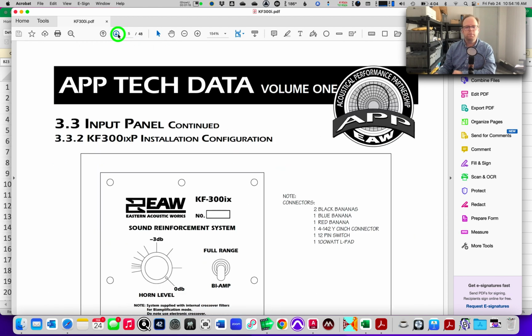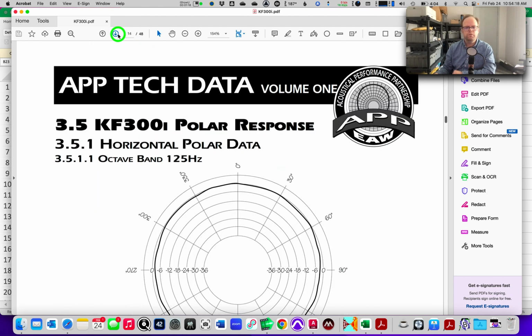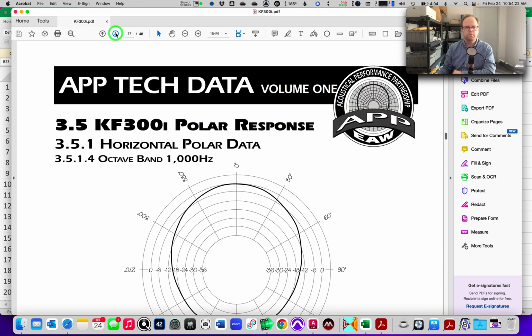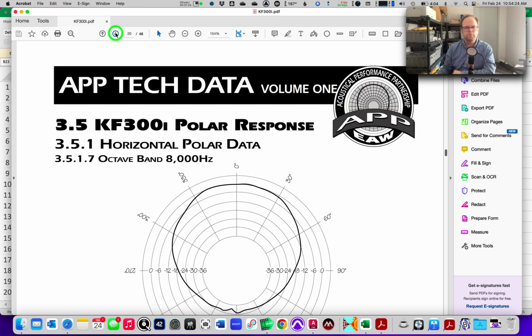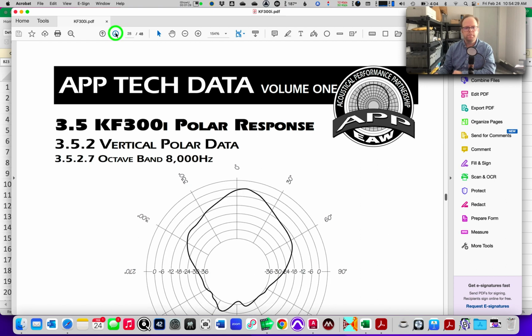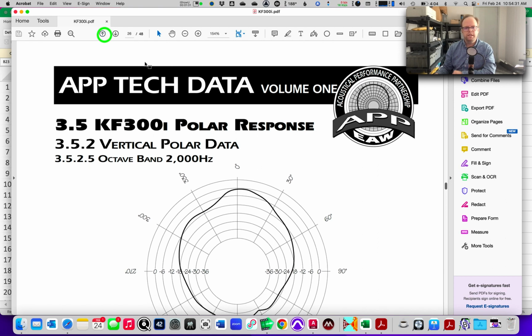So if we keep scrolling through here, we will eventually find, okay, here's a whole bunch of polar plots that they have, and they've got them on octave bands here, for both vertical and horizontal. So we've got plenty of data to work with here.